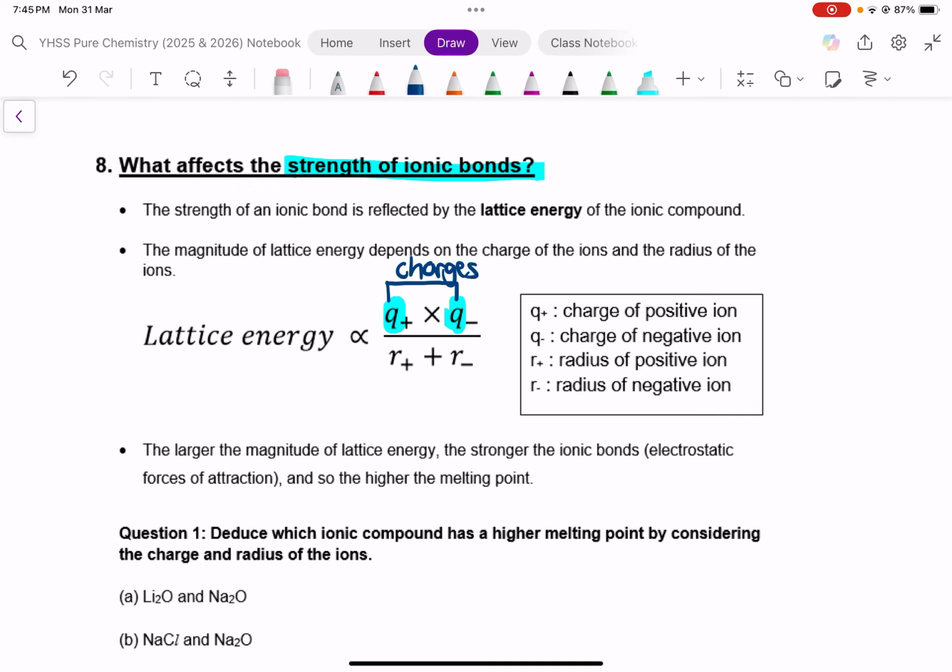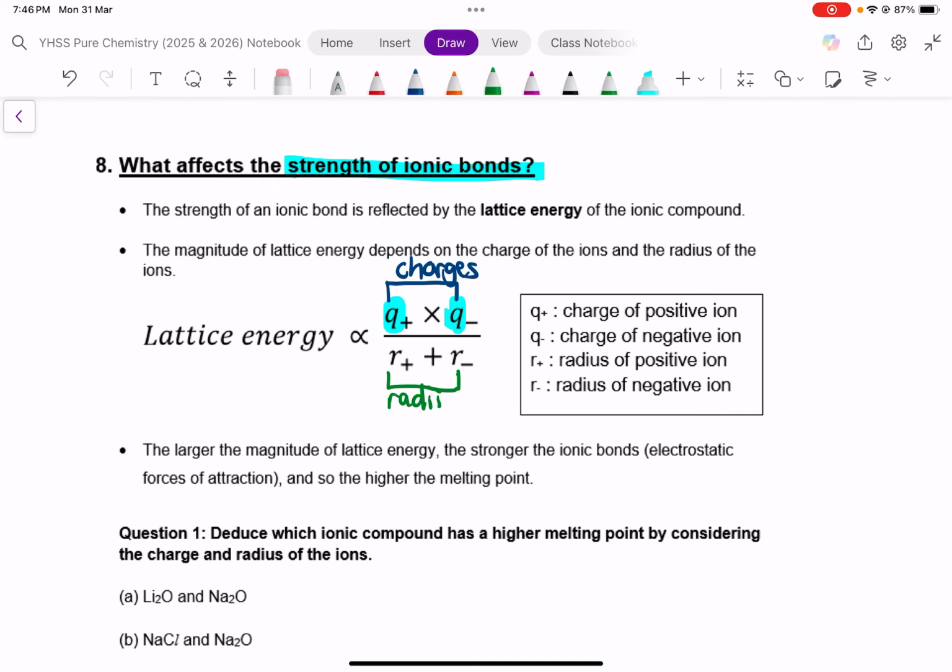The higher the charges on the ions, the larger the charges on the ions, the stronger the ionic bonds will be. Besides that, the radii of the ions will also affect the strength of the ionic bonds. The smaller the radius, the stronger the ionic bonds.